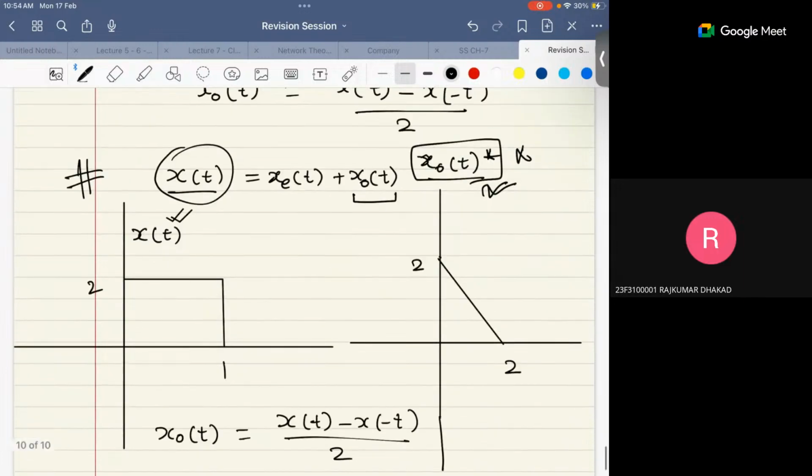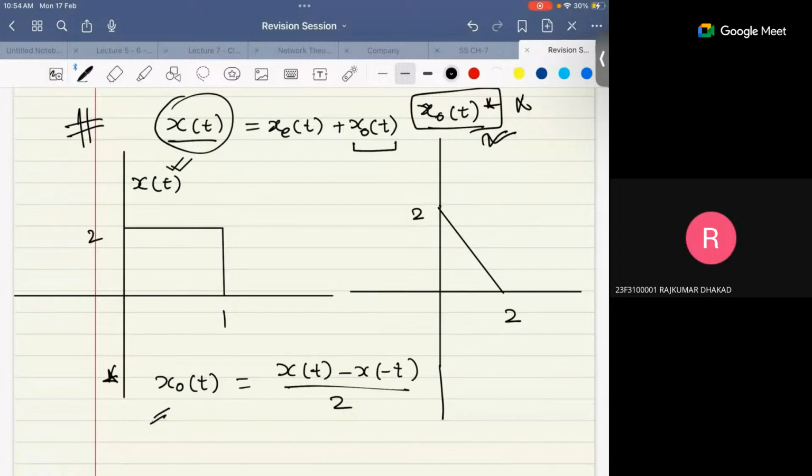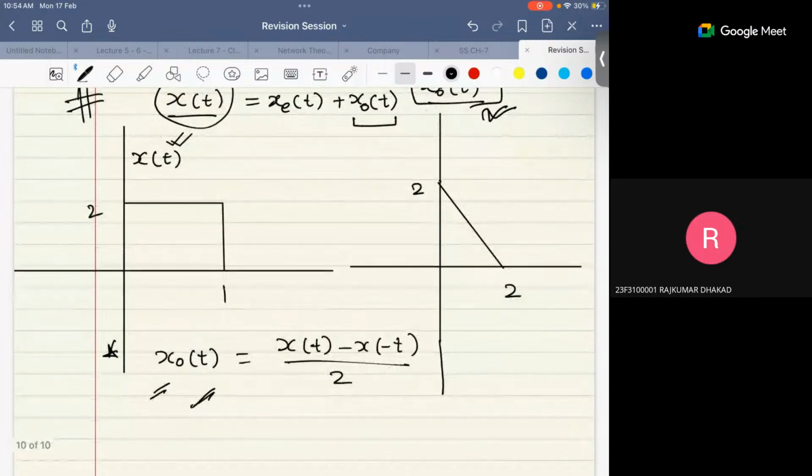If you have been given the partial portion of the odd part, you don't have to calculate with this method, because even though you can, why go through it when the partial part has been given? You already know that the odd signal is symmetrical about the origin. Correct? So you just have to take the other part. Is it clear to everyone?